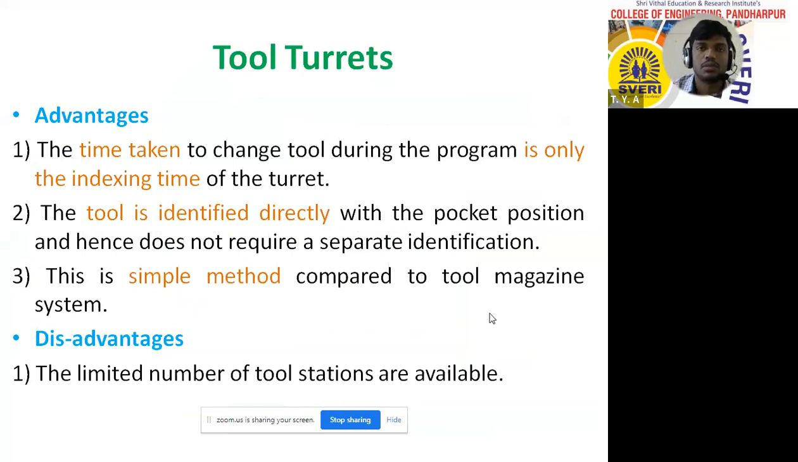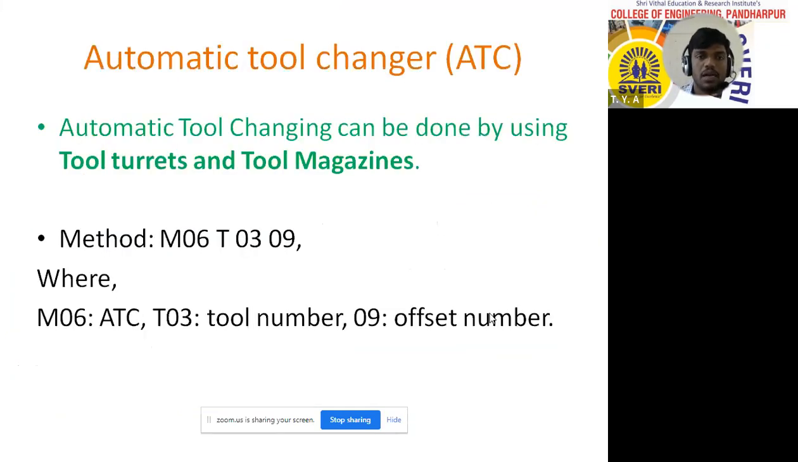So this is the basic difference between the tool magazine and tool turret. So next part is automatic tool changer. ATC म्हणजे काय? Automatic tool changer म्हणजे काय? Exactly what are they doing?